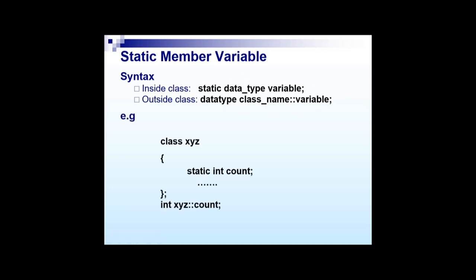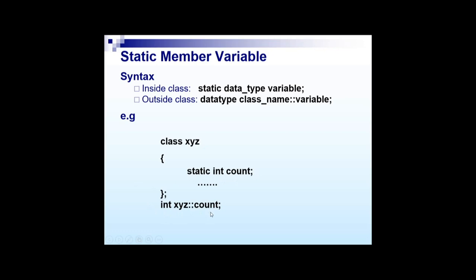This is a general example. Here xyz is the class. The count variable is declared as a static variable which has integer data type. This is the inside declaration of the static member variable, and this is the outside declaration. For declaration: data type, class name, scope resolution, and then variable name.